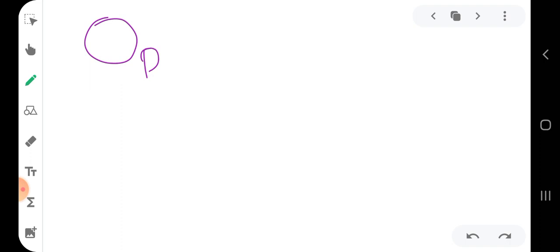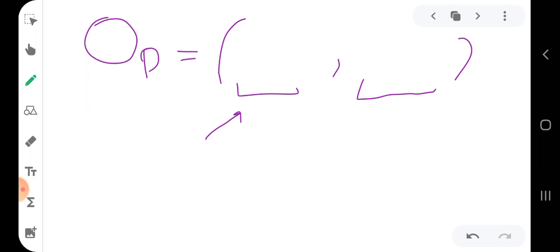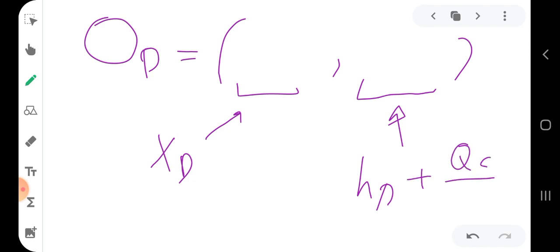And this point has a coordinate. You know that any coordinate for a two-dimensional plot will have only two values, right? One for the x-axis and one for the y-axis. So for the x-axis, this will be xD, and for the y-axis, this will be h small d plus QC over D.